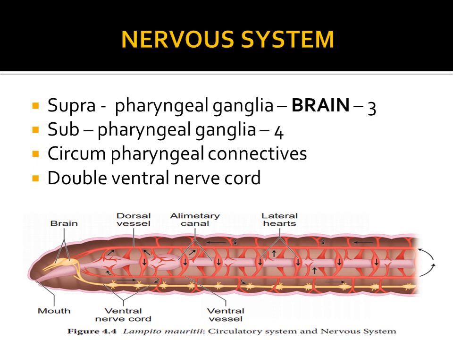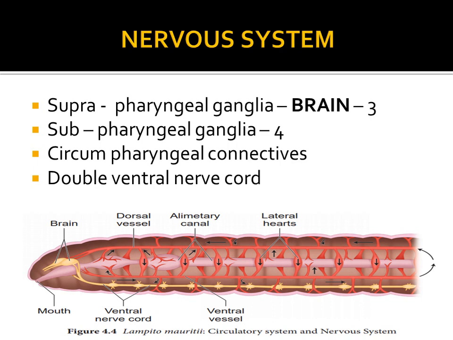The first part is the suprapharyngeal ganglia. Look at this figure. The first region, marked as the brain, is called the suprapharyngeal ganglia. As we said, it is present in segment number 3. Can you notice the brain here? The second part is the subpharyngeal ganglia. It is located in segment number 4, as we said.